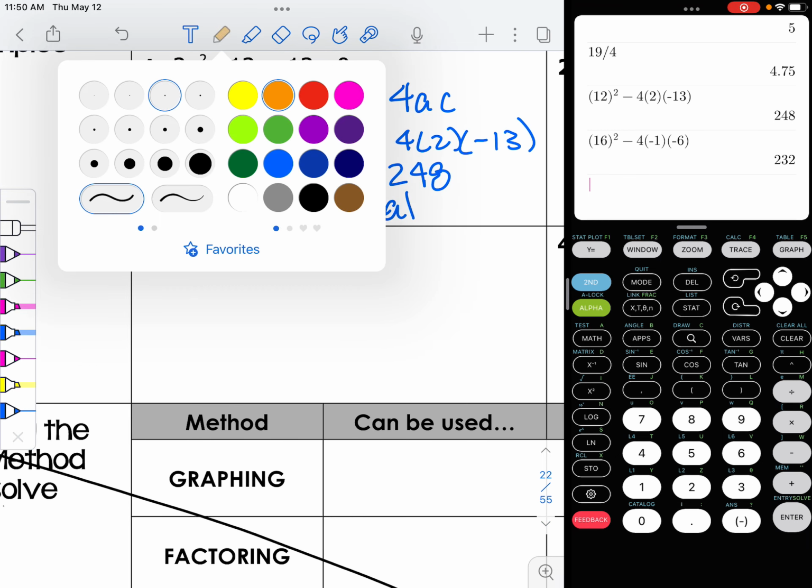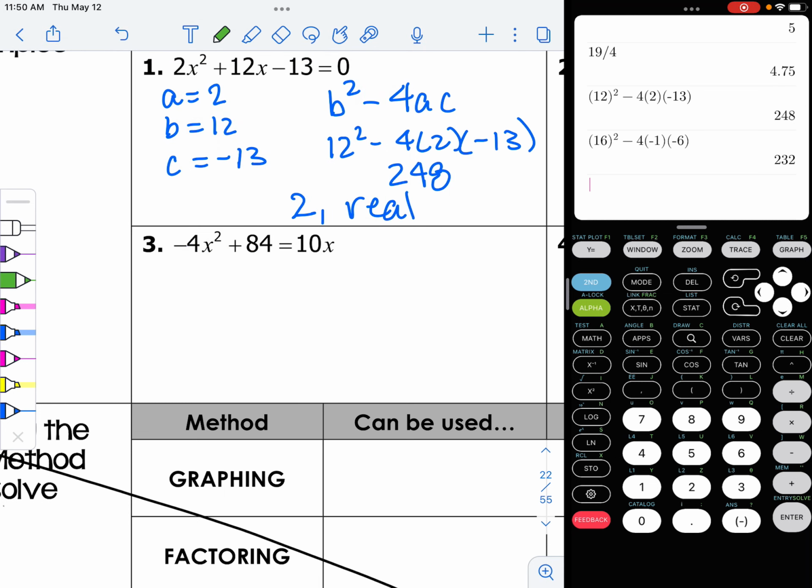This example, we have to make sure that we are equal to 0 first. So I move that 10x over, and I like to have things in their descending order. So power of 2, power of 1, power of 0. So my trinomial is -4x squared minus 10x plus 84 is equal to 0. I pick out my a, I pick out my b, and I pick out my c. Do the discriminant.